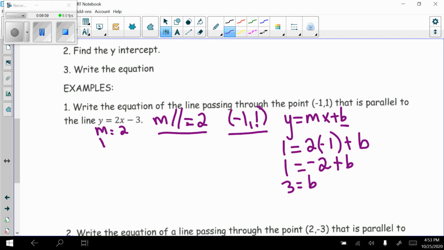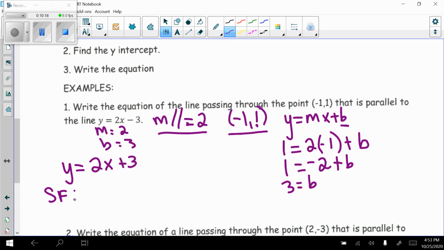So now I know my slope is 2, my y-intercept is 3. So slope-intercept form, that's easy. I just plug them in. So y equals mx, so instead of m, 2x, plus b instead of b plus 3. Now, standard form.